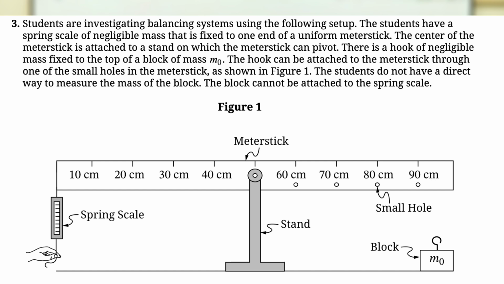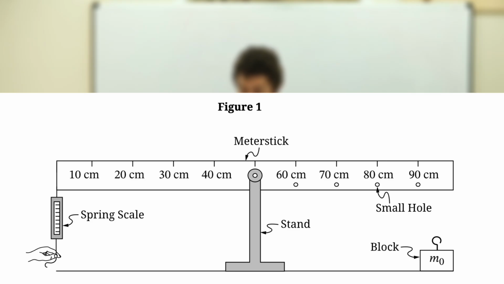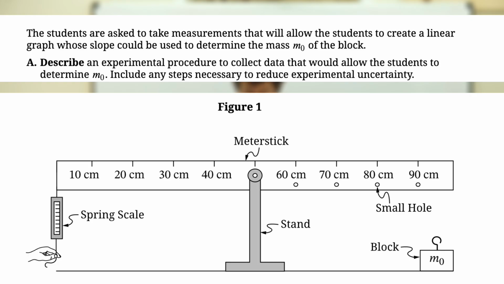Students are investigating balancing systems using the following setup. Students have a spring scale of negligible mass that is fixed to one end of a uniform stick. The center of the meter stick is attached to a stand on which the meter stick can pivot. There is a hook of negligible mass fixed to the top of a block M naught. The hook can be attached to the meter stick through one of the small holes in the meter stick, as shown in figure 1. Students are asked to take measurements that will allow the students to create a linear graph whose slope could be used to determine the mass m naught of the block. Describe an experimental procedure to collect data that would allow students to determine m naught. Include any necessary steps to reduce experimental uncertainty.